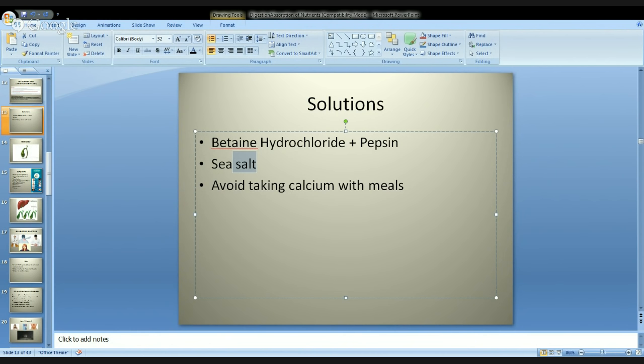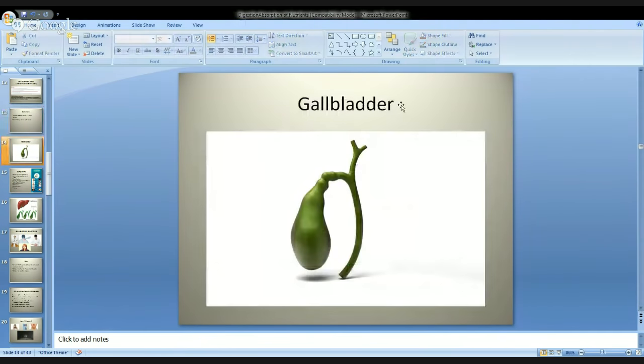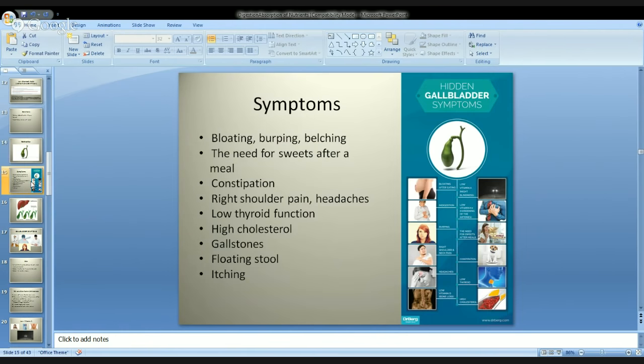So I'm going to go back to the webinar. Now we're going to get into my favorite topic, the gallbladder, okay? The gallbladder and liver are connected, and they work as a unit. But I want to talk about the most common problems you're going to run into. So here are the symptoms of the gallbladder. Number one, you're going to get bloating when you eat.